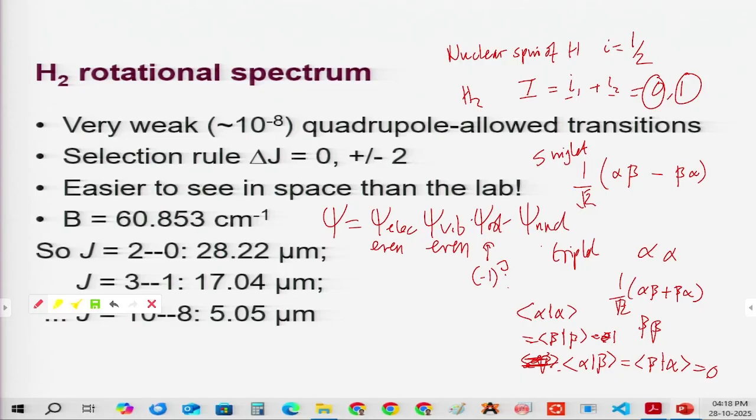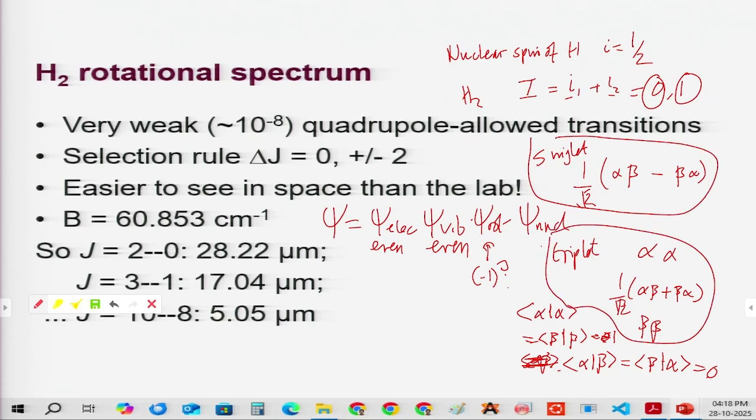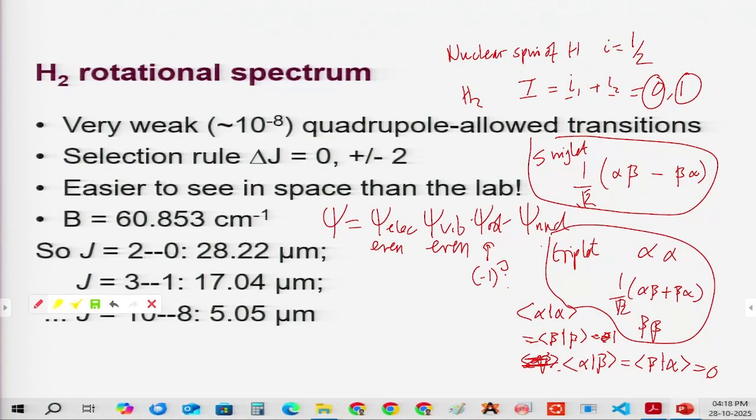Anyone want to speculate on, so we have singlets, we have triplets, which one's odd and which one's even? Odd or even? We're talking about changing things over. Does this change sign if you change the 2 spin functions? Nope. Does this one change sign? Yes. So this one is odd, and this one is even. Okay? So it's exactly the same with nuclear spin. This is odd, and this is even.